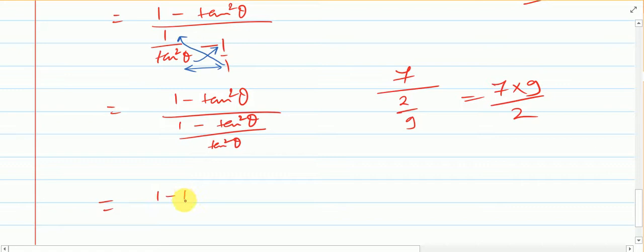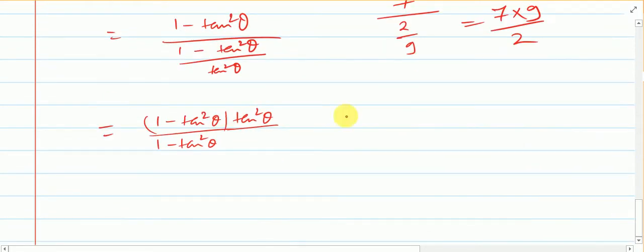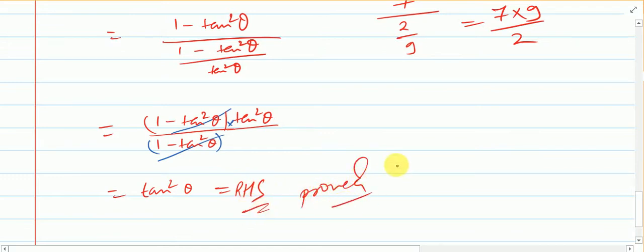We get (1 minus tan square theta) upon (1 minus tan square theta), and this tan square theta goes up. Here these two are in multiplication, and what will happen? These two will get cancelled, and you are left with tan square theta, which is your right hand side. It's proved.